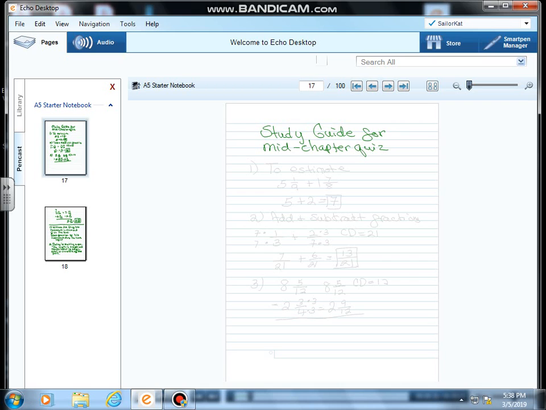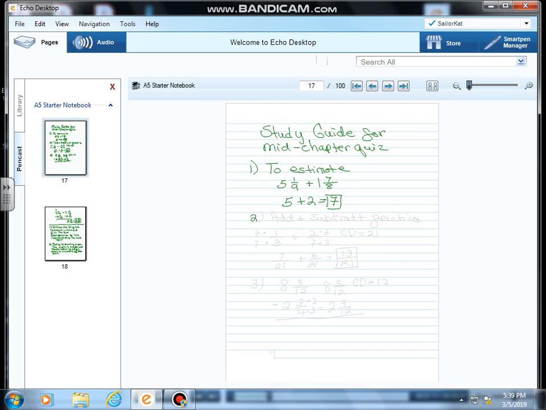The first thing you need to know how to do is to estimate. For instance, 5 1/9 plus 1 7/8. If you estimate it, 5 1/9 is closer to 5, whereas 1 7/8 is closer to 2. So your estimation will be 7. Remember, 7 over 8 is very close to 1, where 1 over 9 is not close to 1 at all.